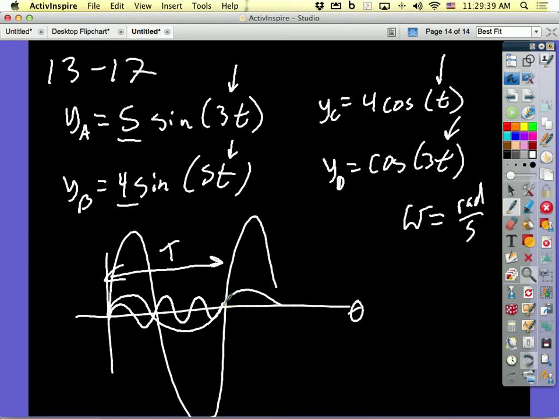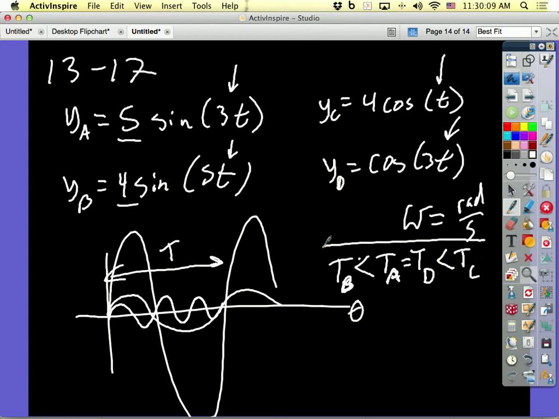So the smallest period, so I don't know, maybe I would say something like this, and then this. I guess I should put it by the letters, sorry. So this should have been B, and then this would be A, this would be D, and then this would be C.